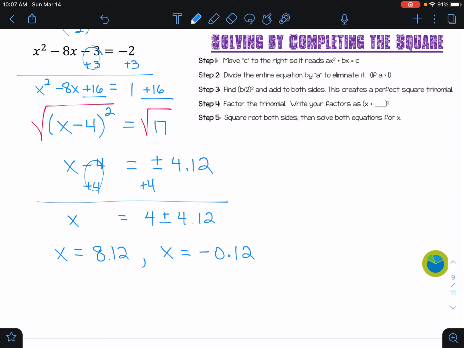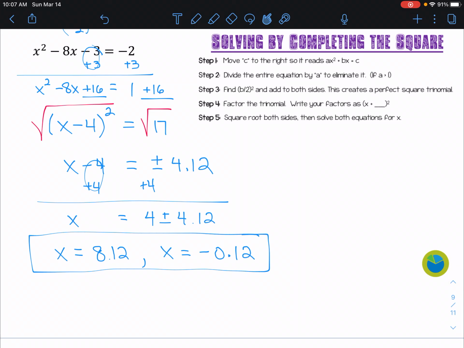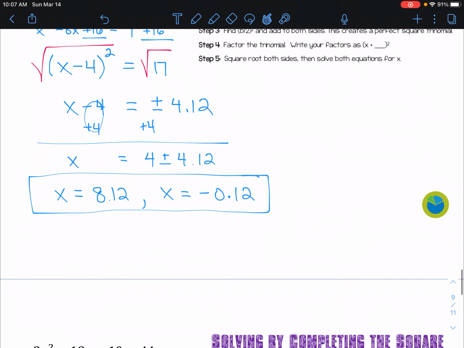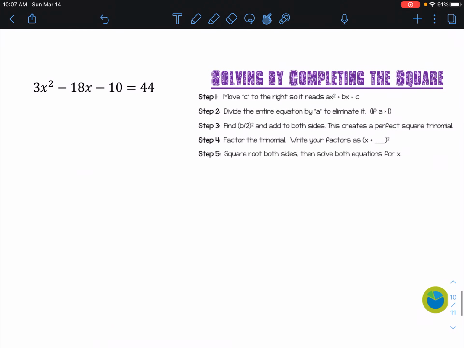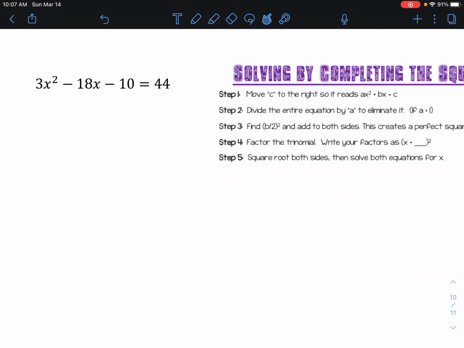Now, these are not as nice answers, right? And so here's where completing the square kind of helps. If you were graphing this, you would not be able to get quite as exact. Okay, we're going to do one more that has an a value in front of it so that you see how that works. Okay, so still, step one is to move the a value to the other side.